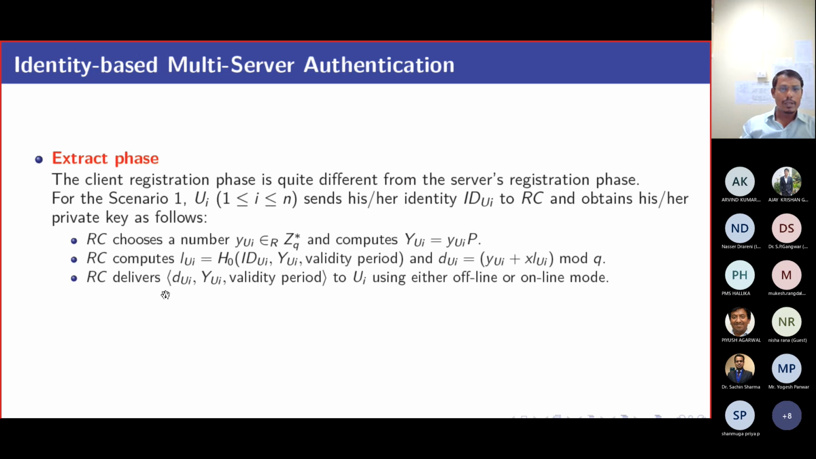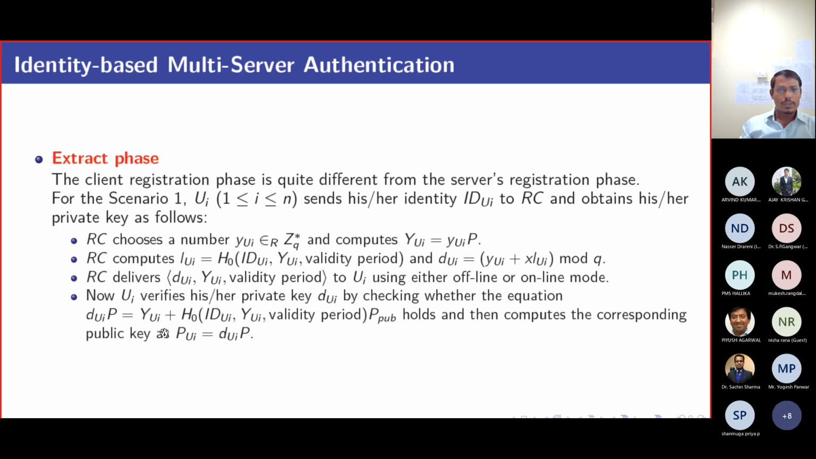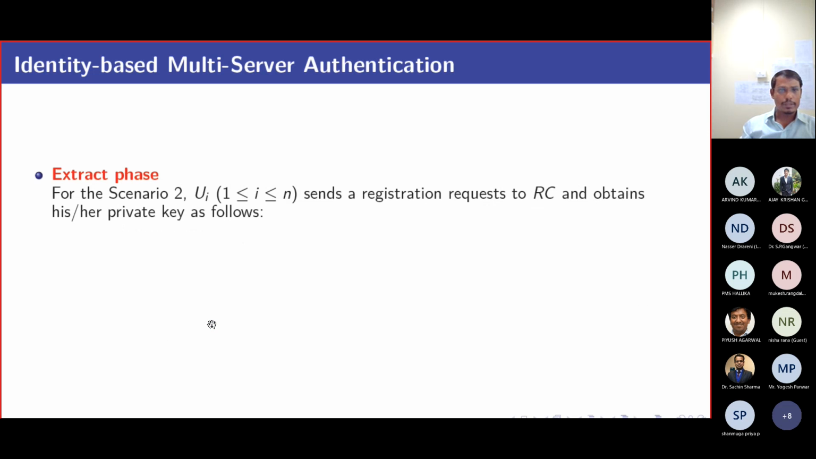So in this case, the RC will deliver this identity-based private key, this public value as well as the validity period. So the user can verify, like we have discussed. In scenario 2, we are designing the public key and private key so that they can support anonymous communication. So in this case, the identity is not revealed.